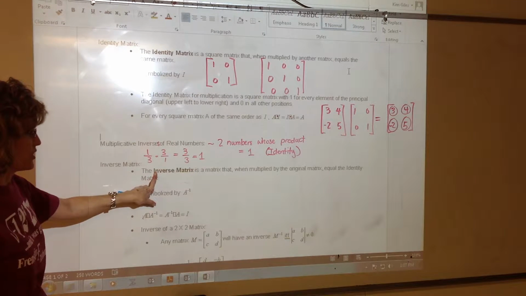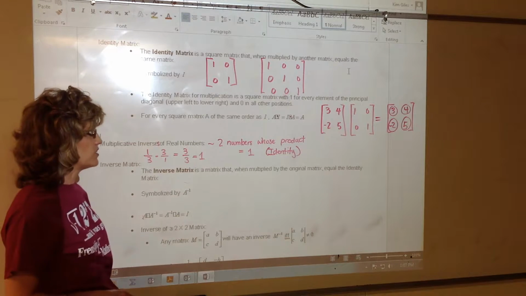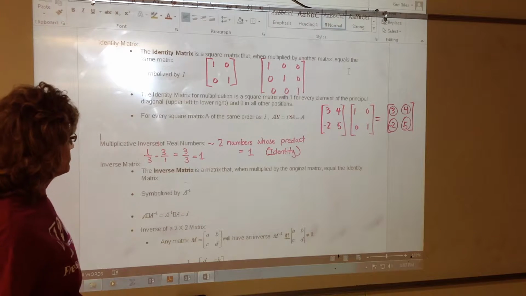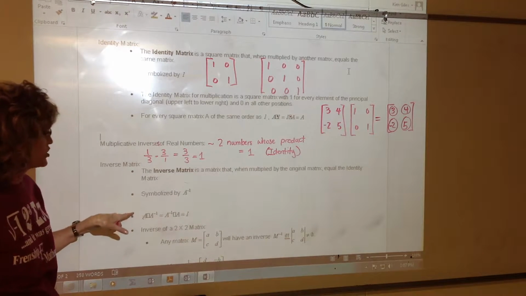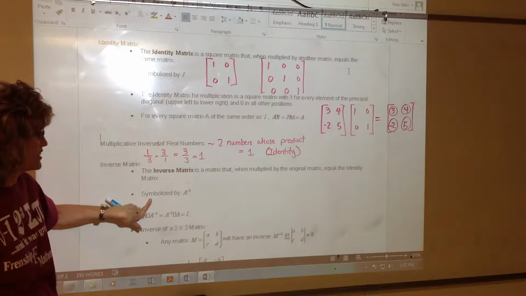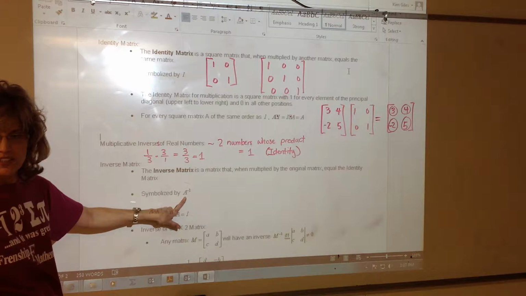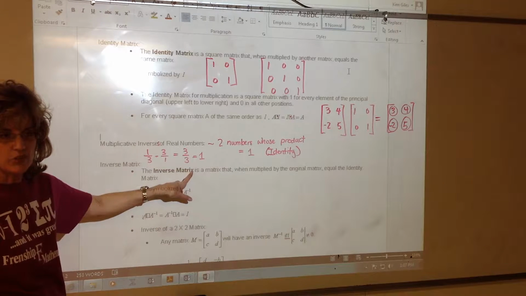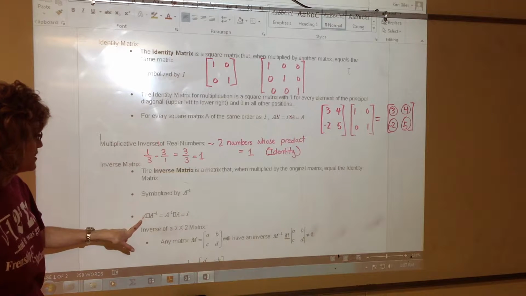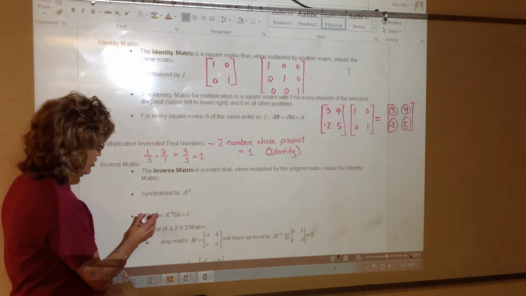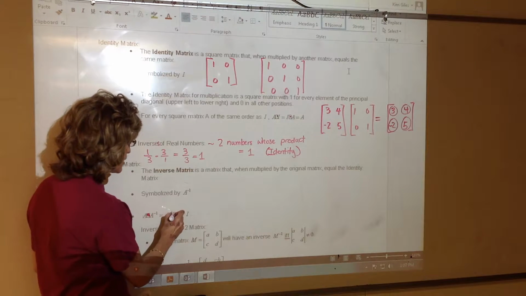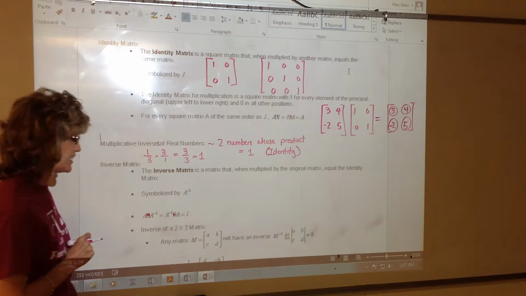The inverse matrix is a matrix that, when multiplied by the original, will equal the identity. If you name the original matrix A and you talk about its inverse, you use this notation. It's not read A to the -1, even though that's what it looks like. You read it A inverse. And so anytime you multiply A times A inverse, or A inverse times A, you will always get the identity.